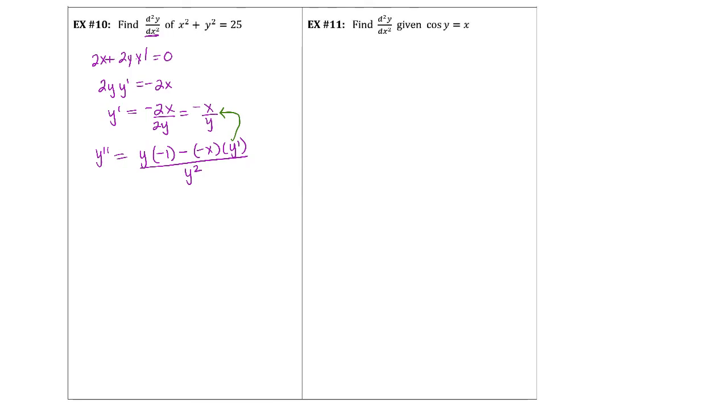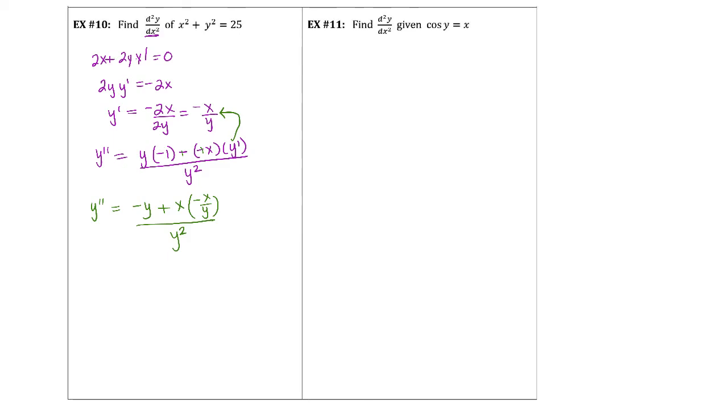So your final answer, you do need to make that substitution, but 99% of the time they do ask that on the AP exam. So you have y double prime equals, that's going to be a negative y, it's going to be plus a positive. So I'm going to have plus x times negative x over y, making that substitution. And then this is all over y squared. And don't try to clean that up, just leave it like it is.